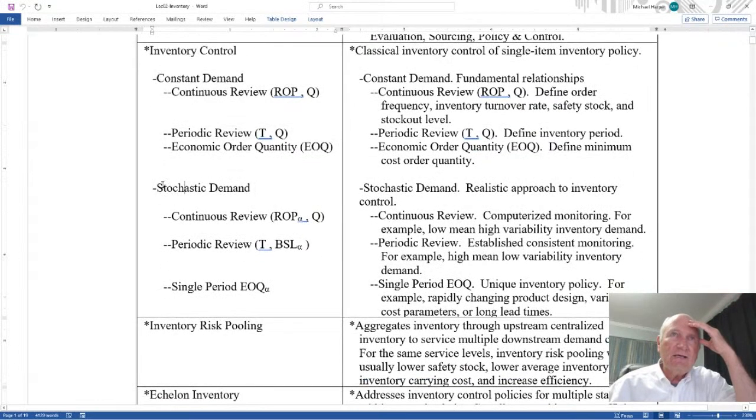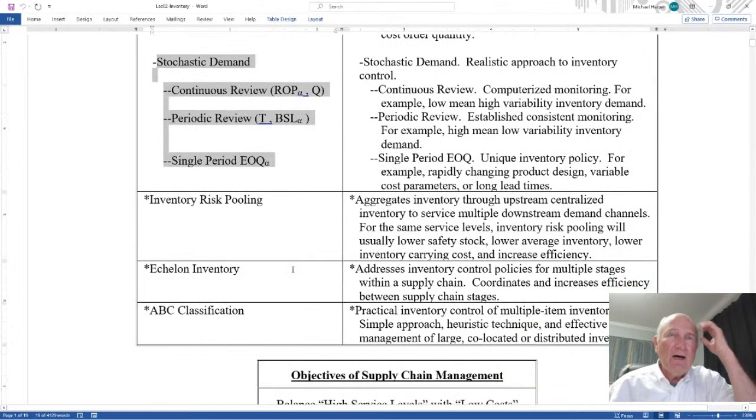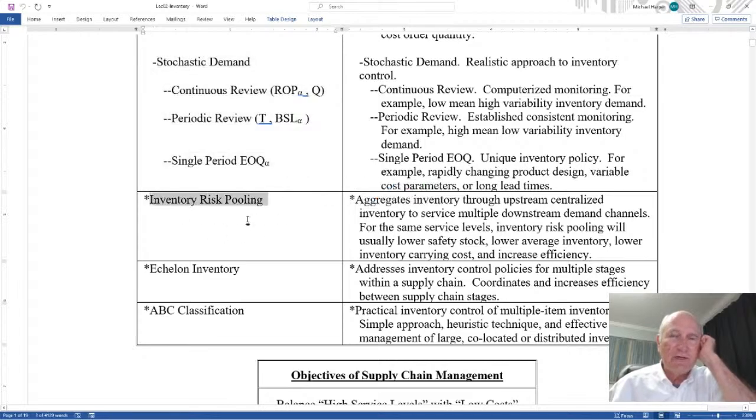And then we'll look at continuous review systems, where you talk about statistical safety stock and ROP. Periodic review systems, where we'll talk about the base stock level, and then the single period EOQ. Some topics are inventory risk pooling, which is something that's going to be emphasized, and over here I describe it. Echelon inventory, over here I describe it. And ABC classification, and I describe it.